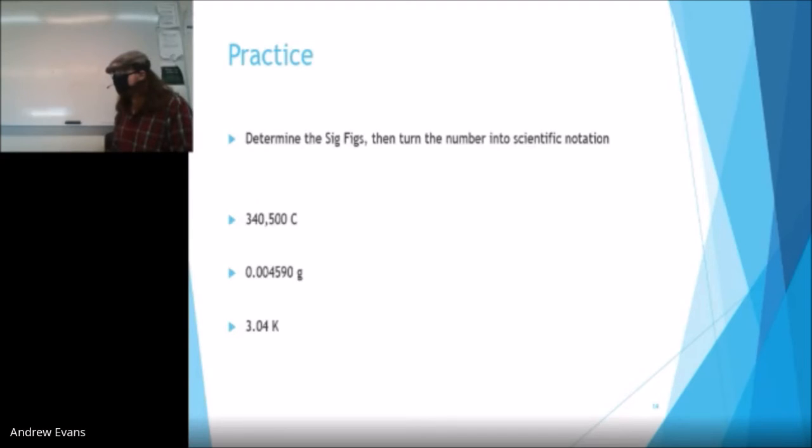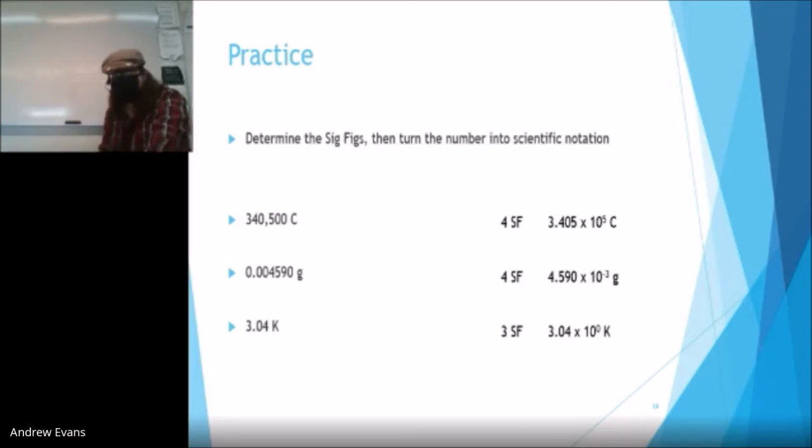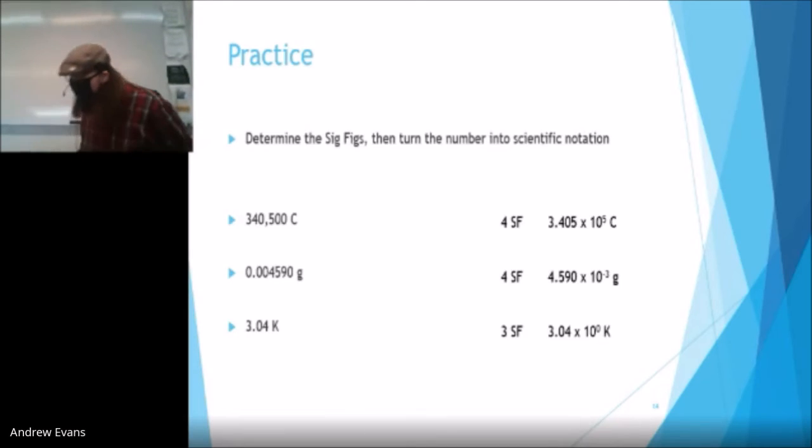If we were to turn this into scientific notation, it just becomes 3.04 times 10 to the 0th power. 10 to the 0th power is the same as 1. Any number raised to the 0th power is 1. So that one's a kind of silly one, but it's showing all. So there doesn't have to be a non-significant 0 in there.